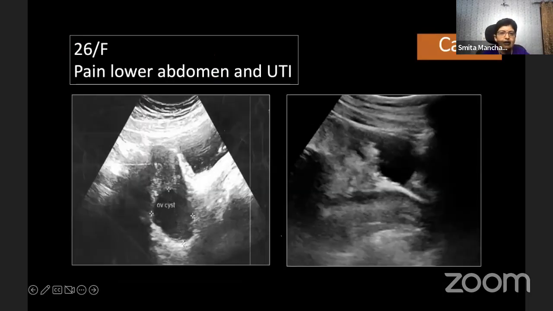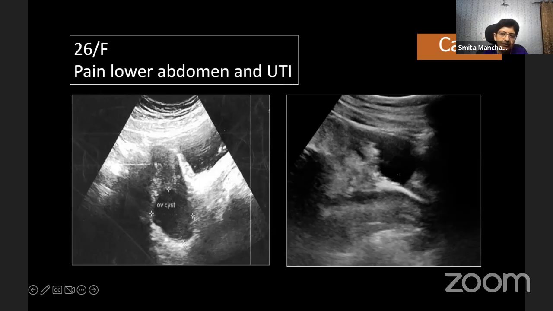Okay, I'll just show the case. Now, this is a 26-year-old lady. She had pain in the lower abdomen and UTI. So she was having recurrent UTI. So what are you seeing? This was actually a private film which she was carrying. So there was some ovarian cyst which was reported one week back. Now she's presenting with recurrent UTI, and what are we seeing?